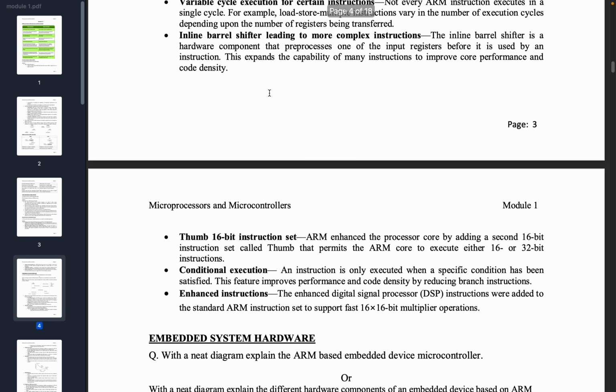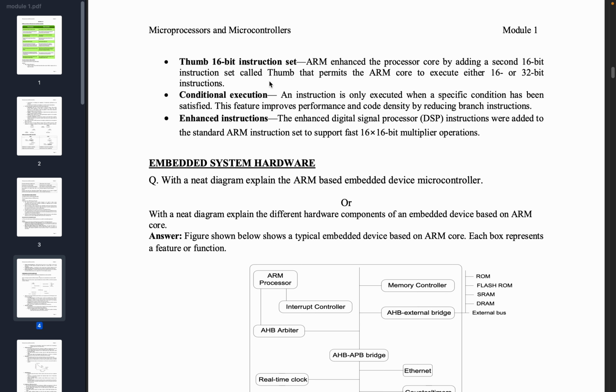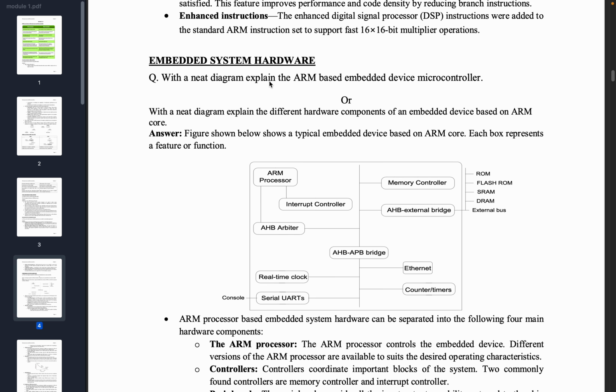So go to the next question, embedded system hardware. Embedded system hardware is specially considered as one diagram, which is shown here. You should write this whenever they ask about embedded system hardware in the exam paper. There are different types of questions they may ask, for example: read the diagram and explain the ARM design embedded device called a microcontroller, or read the diagram and explain the different hardware components of an embedded device based on the ARM core. Whichever way they ask, you write only one same answer.